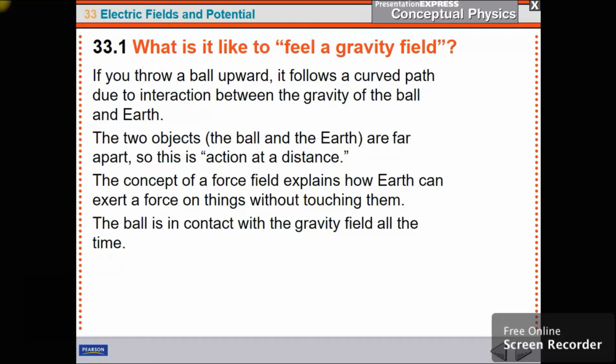The ball is in contact with the gravity field all the time. This is, of course, everyday life. We're used to walking around the surface of the Earth and being held down by the gravity field.